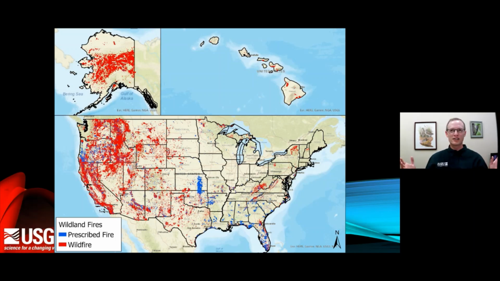And even on a scale this grand, you can start to see patterns. Most of the wildfires occur in the contiguous western US and Alaska, while a lot of the prescribed fires occur in the southeast and in Kansas.